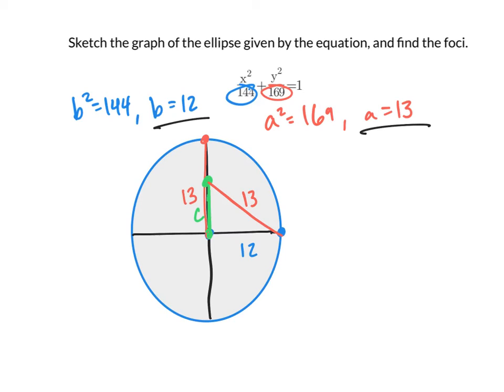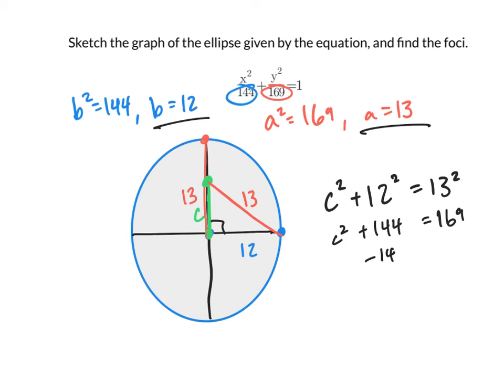I'm going to set up my Pythagorean theorem. So I'm going to say, okay, C squared plus 12 squared equals 13 squared. And so I have 169 equals 144 plus C squared. I'm going to subtract 144, and I get 25 equals C squared, and so I get C equals 5.